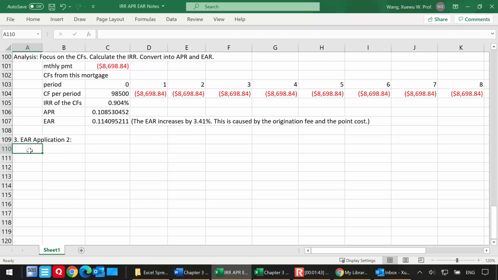This is example number 8, and I'm going to show you how we can apply EAR to the analysis of leasing versus buying. Again, please have your lecture notes at your side for easy reference. Example number 8. You need a new computer, but you cannot decide whether you should buy it or lease it. The computer costs $4,000.